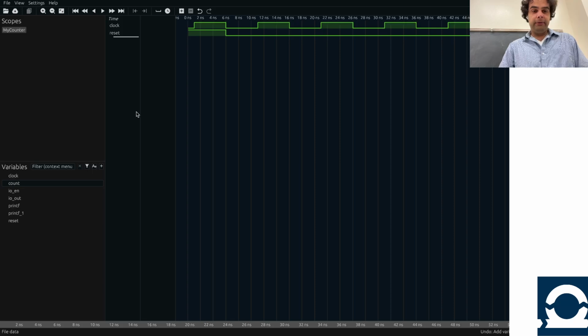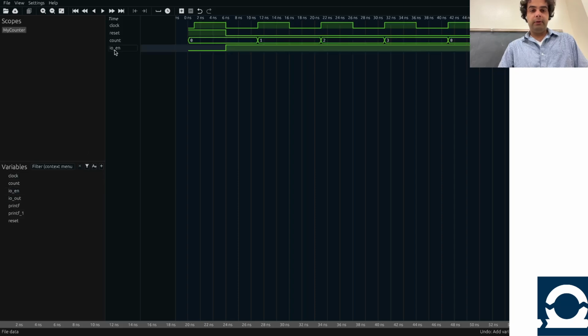What about the count value? There we can see it, right? Initially it's 0. Maybe I should also turn on the enable. Maybe I'll move that up a little bit. Yeah, so you can see, okay, turn the enable on. And guess what?